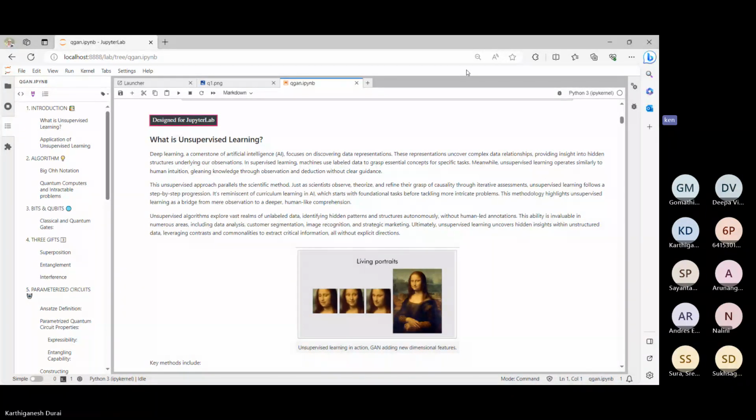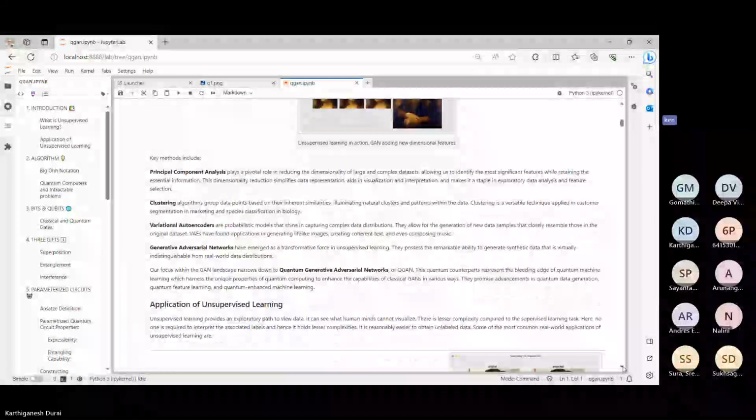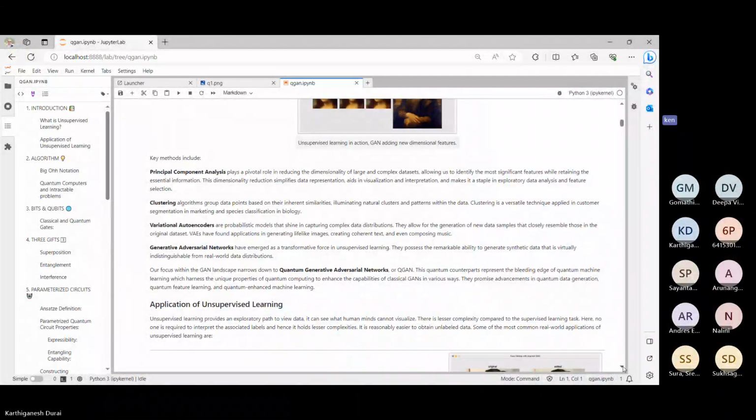Okay, so if we could scroll down a little here, KG, the key methods include. So for supervised learning, there's about four approaches that we could take to it. Principal component analysis, reducing dimensions. It helps in visualization and understanding our data. Clustering helps in, I guess in some sense, grouping the data based on similarities.